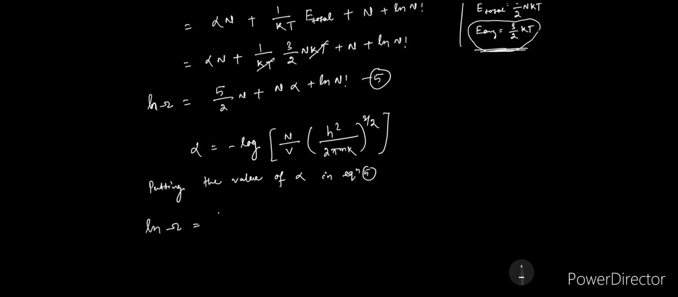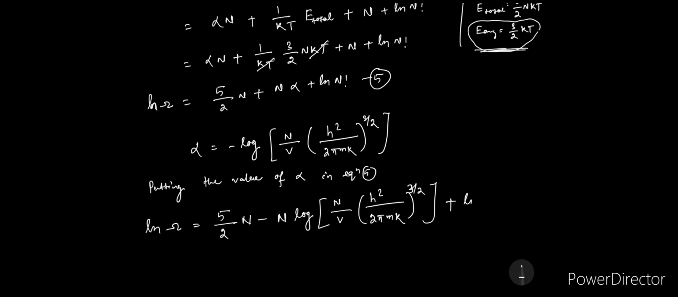It is ln omega is equal to 5/2 N plus N into alpha, the value of alpha, that is, here there is a minus 1, so write it as minus N logarithm of N by V, h square by 2 pi mkT to the power 3/2, plus ln n factorial.